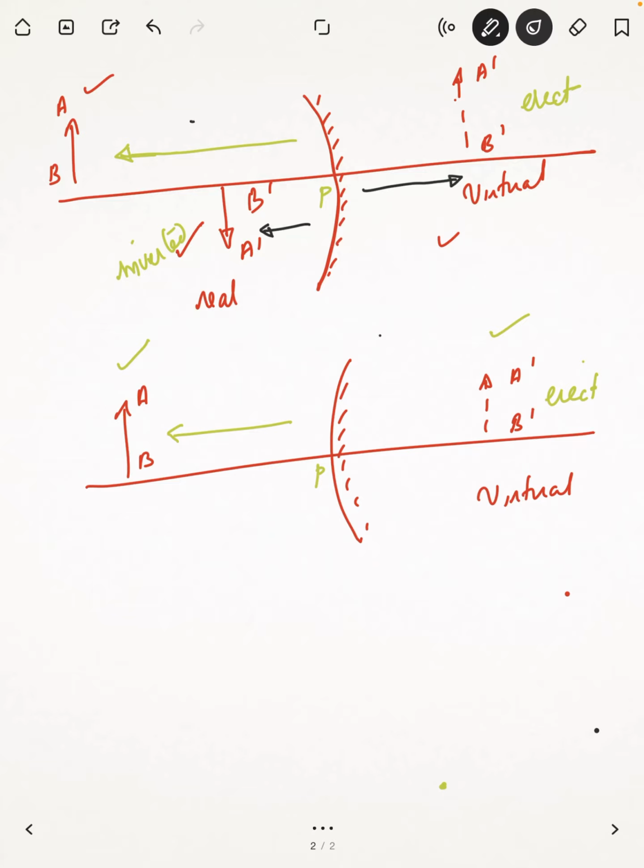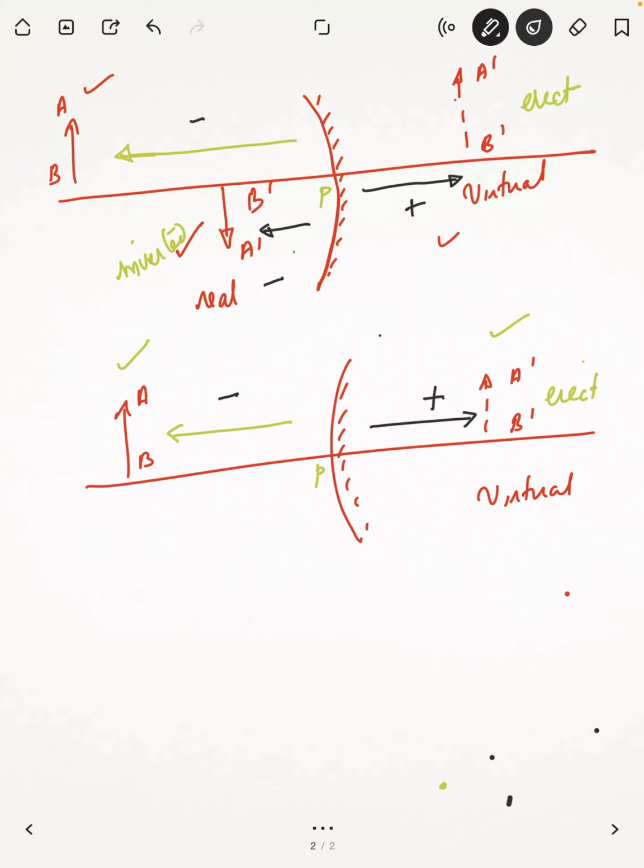So object distance is always negative. Real image distance negative. Virtual image distance positive. And here in the case of a convex mirror, object distance is always negative and the virtual image is toward the right side, so that will be positive. These are some points regarding the sign convention.